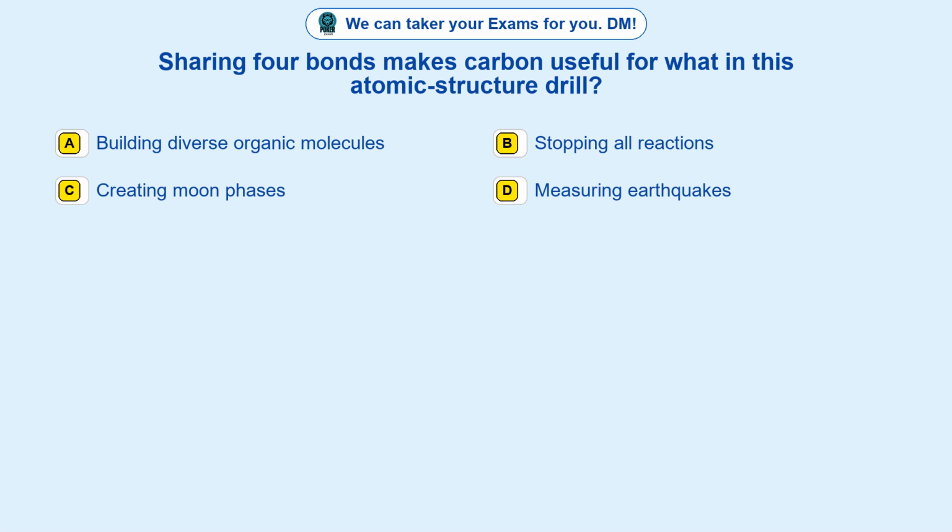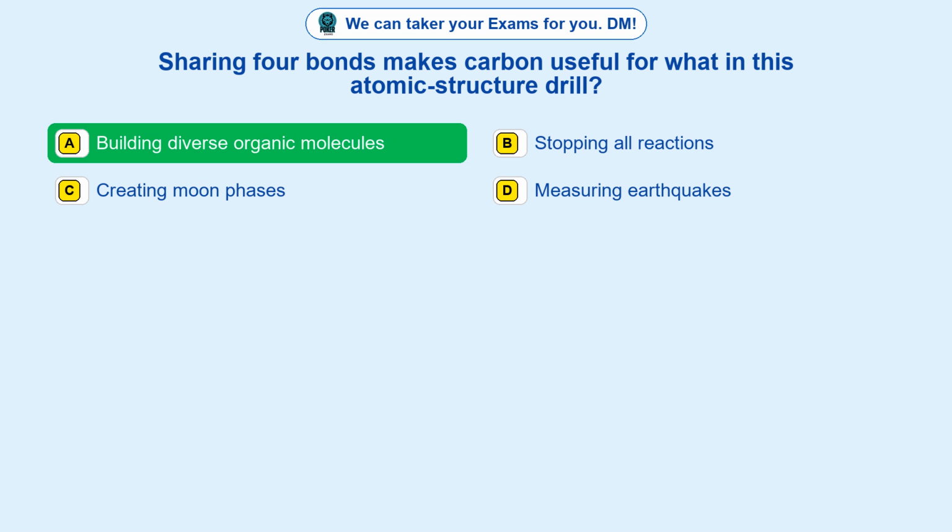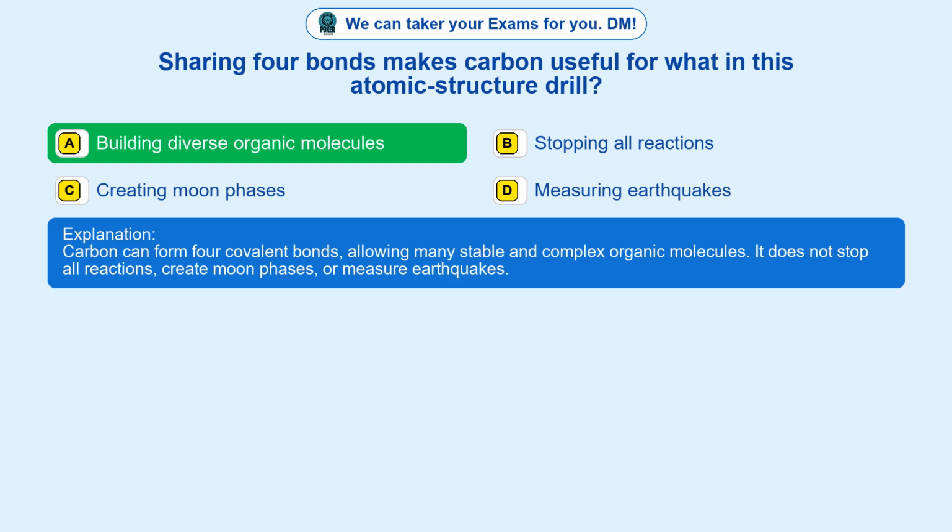Question 52. Sharing 4 bonds makes carbon useful for what in this atomic structure drill? Option A building diverse organic molecules. Option B stopping all reactions. Option C creating moon phases. Option D measuring earthquakes. The correct answer is option A. Building diverse organic molecules. Carbon can form 4 covalent bonds, allowing many stable and complex organic molecules. It does not stop all reactions, create moon phases, or measure earthquakes.